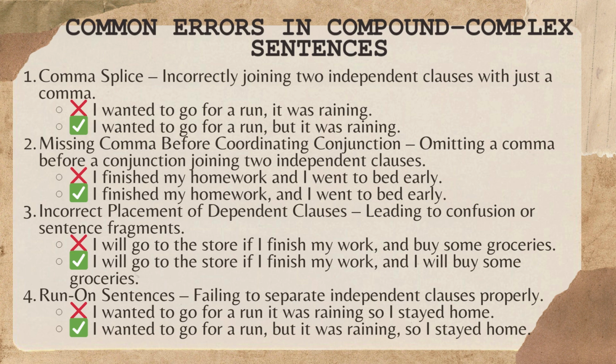Run-on sentences error, failing to properly separate independent clauses, resulting in a run-on sentence. Example: I wanted to go for a run, it was raining so I stayed home. Correction: I wanted to go for a run, but it was raining, so I stayed home. Explanation: run-on sentences occur when independent clauses are not properly punctuated or connected. Use commas and conjunctions to separate them correctly.